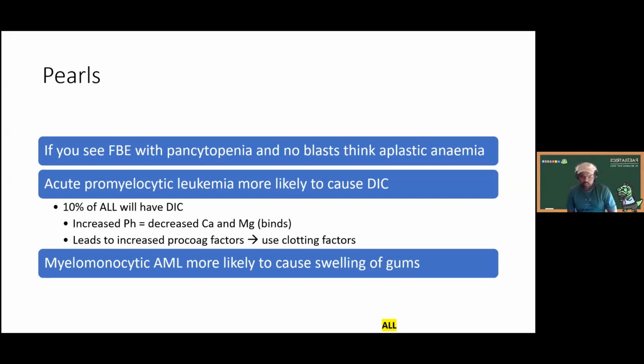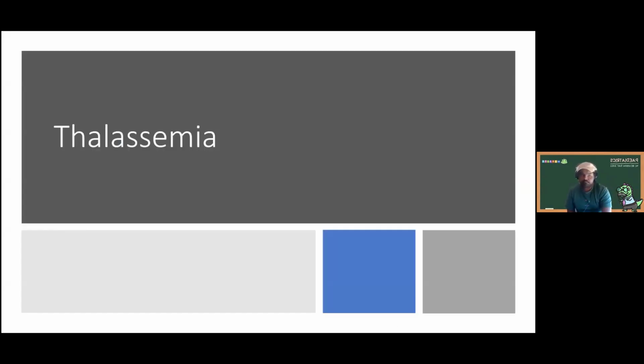Another one to remember as well, and this has come up before on Monash questions, is that myelomonocytic AML is the one that causes the swelling of gums. So this is just something to remember as kind of like a buzzword if you ever do see that question come up.